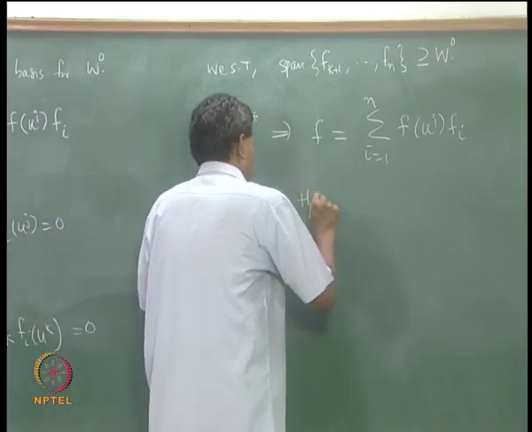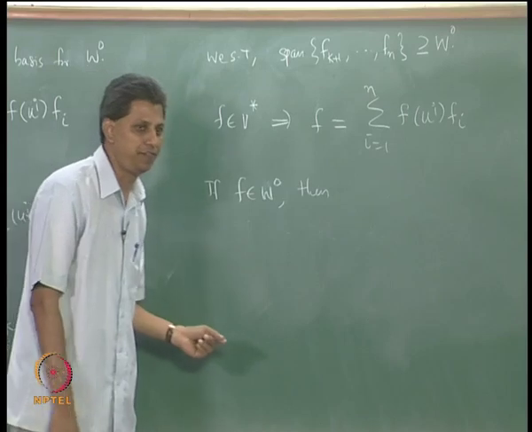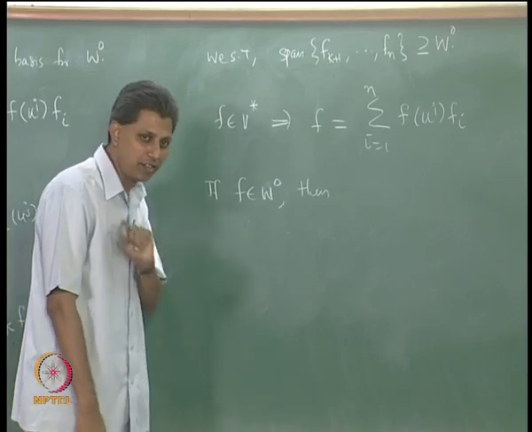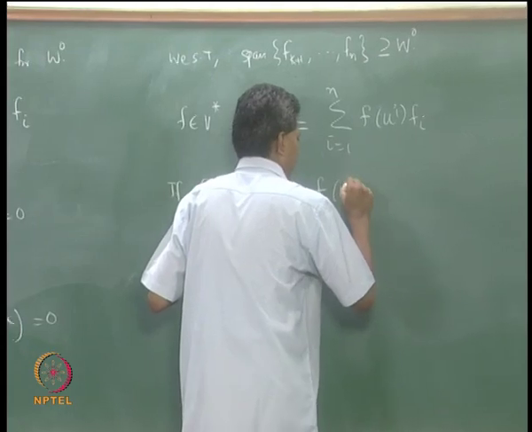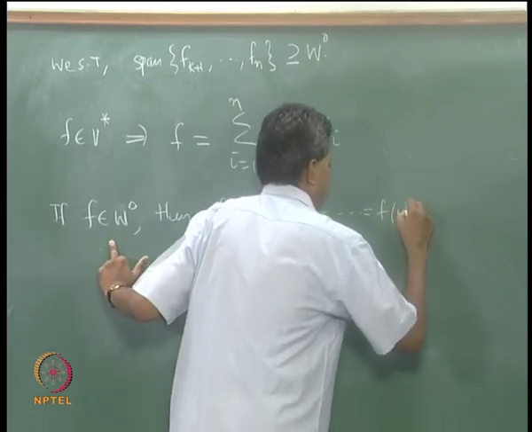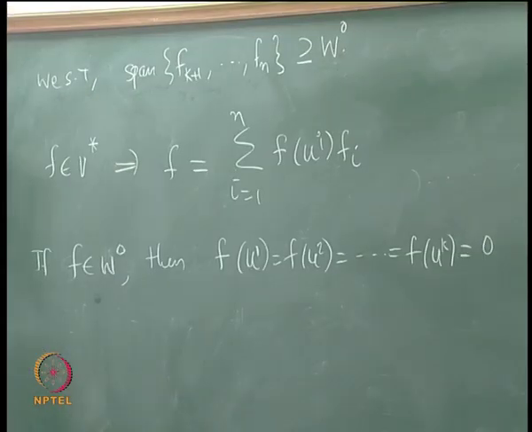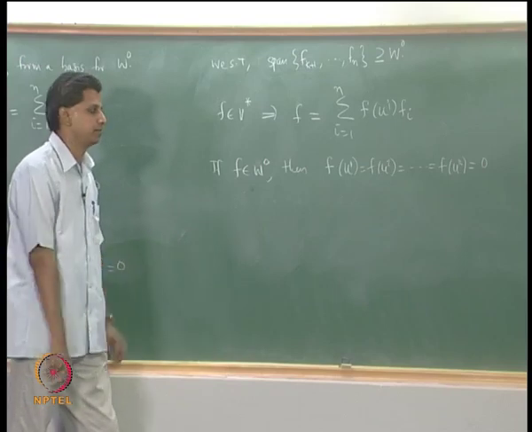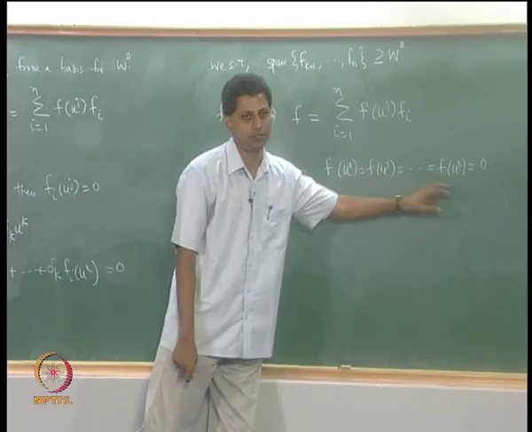This means what? W naught is an annihilator of W. So any F will take the value 0 for anything in W. So F of U1, F of U2, etc., F of Uk, all these must be 0 because U1, U2, etc., Uk belong to W. W naught is a set of all functionals that take every vector in W to 0, in particular that must take the basis vectors to 0. So if F is in W naught, then these are 0. Go back to this equation.